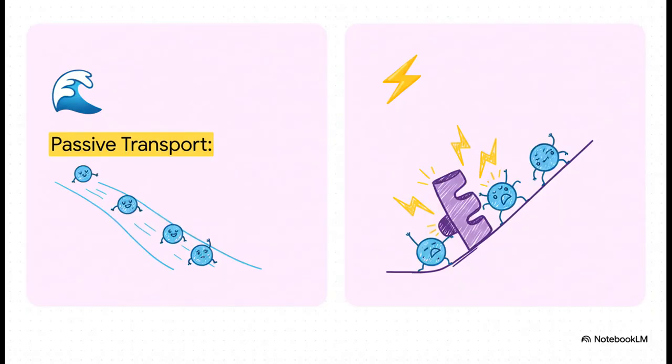So you've got two main options here. On one hand, you have passive transport. This is the easy route. You're just going with the flow of the crowd, no energy required. But on the other hand, you have active transport. Now, this is like fighting your way against the crowd to get to that VIP section. And yeah, it's going to cost you some energy. Let's start with the easy way in, shall we?